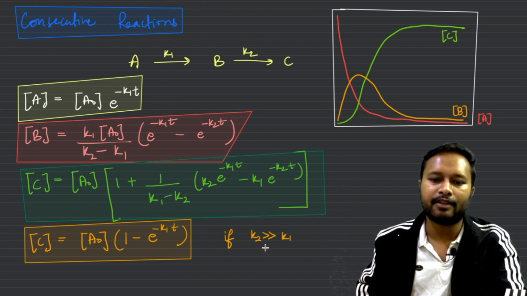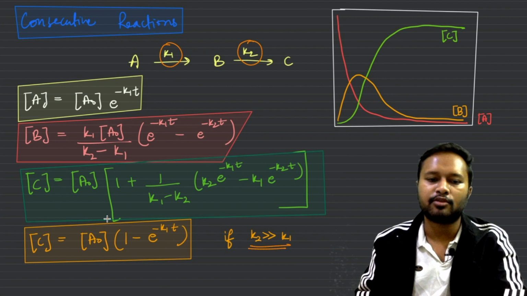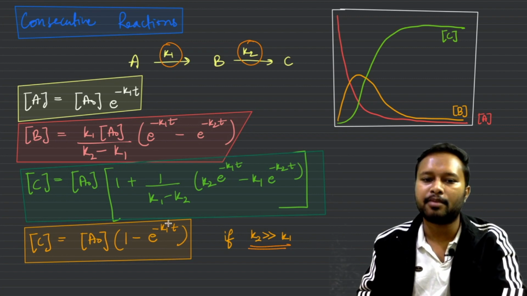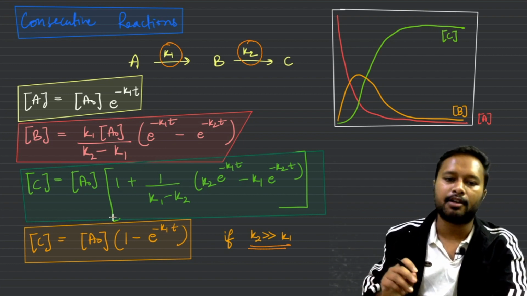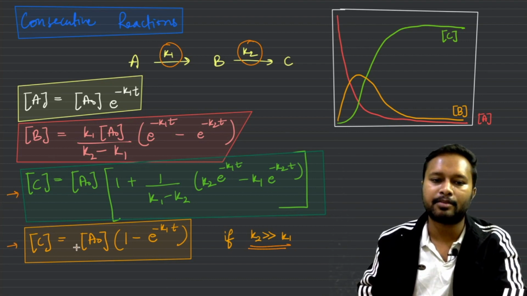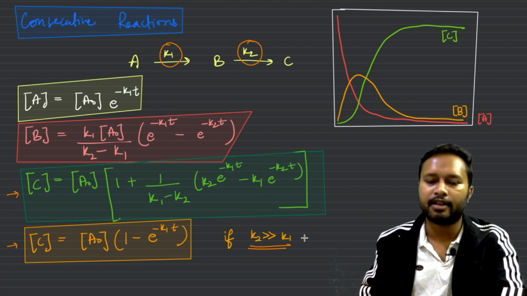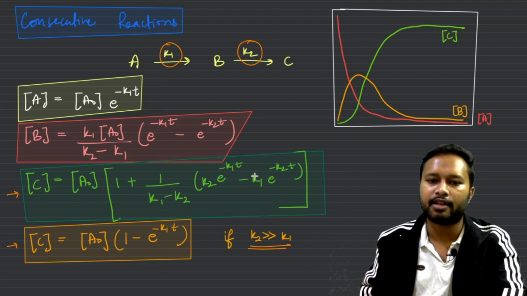The next one is, let's say K2 is very much greater than K1, that means the rate of formation of C is very high as compared to the rate of formation of B. In that case your concentration of C will be given as A naught, in the bracket 1 minus e to the power minus K1t. So that's the expression for the concentration of C. C has two formulas, this and this. This is a special condition where K2 is greater than K1. If K2 is greater than K1, obviously you can neglect K1 here and neglect this part here. K2 and K2 get cancelled out and this is what you get. So it has been derived from here itself.